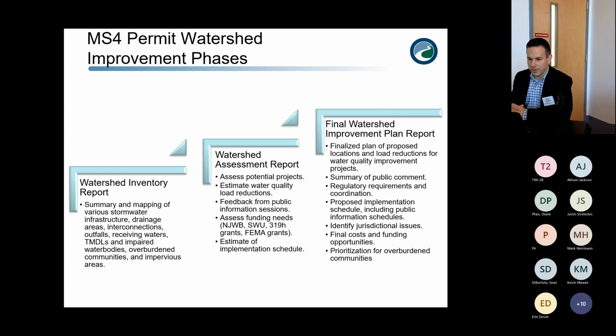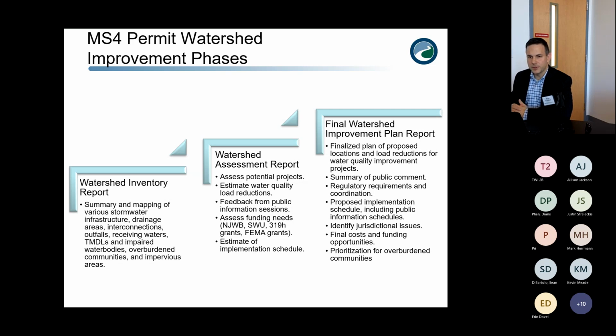And then the third step, the third phase is the final watershed improvement plan report that puts this all together, finalizes the proposed locations where you'll be doing water quality improvement projects, a summary of that public comment period, regulatory requirements and coordination that's needed.